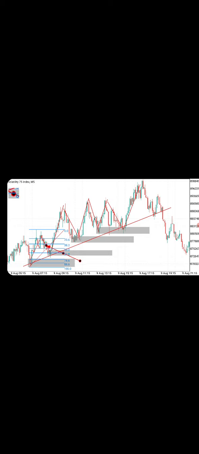It pulls back until it comes to the level of 61.8 of the Fibonacci level. The market turns back and then makes an impulsive move to the upside. Now, how do we identify, how do we know that we are already in a retracement?